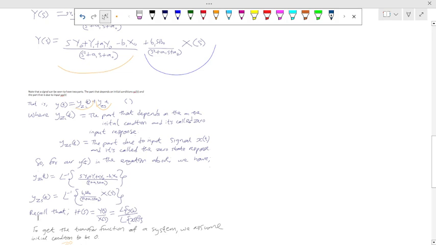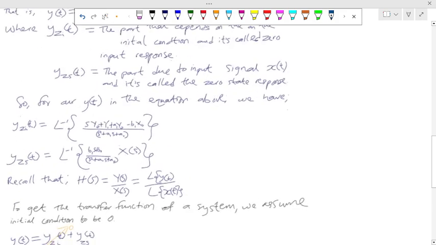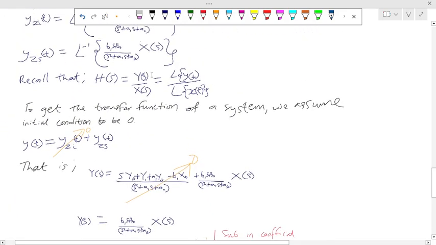Now recall that H(s) is Y(s) over X(s). So the transfer function is output signal over input signal. To get the transfer function of a system, we assume initial conditions to be zero. So the zero input part, which depends on initial condition, we assume to be zero. That means everything there will be zero, and we'll have this part left, which is Y(s).